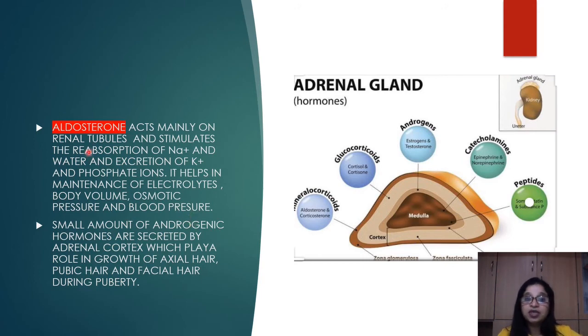Very important mineralocorticoid. Small amounts of androgenic hormones are also secreted by the adrenal cortex, which play a role in some secondary sexual characteristics like growth of the axillary hair, pubic hair and facial hair during puberty. So it is not just the hormones from our gonads, but also a small amount of androgenic hormones are secreted by our adrenal cortex, which lead to secondary sexual characteristics.